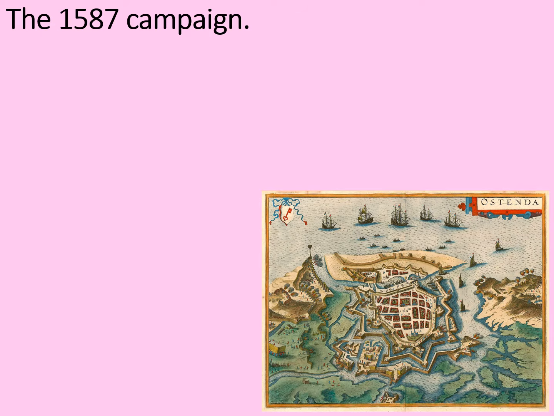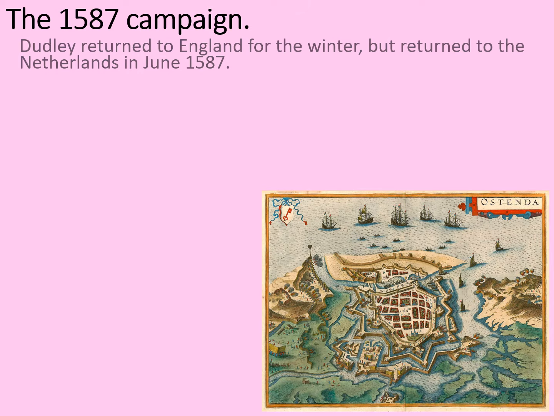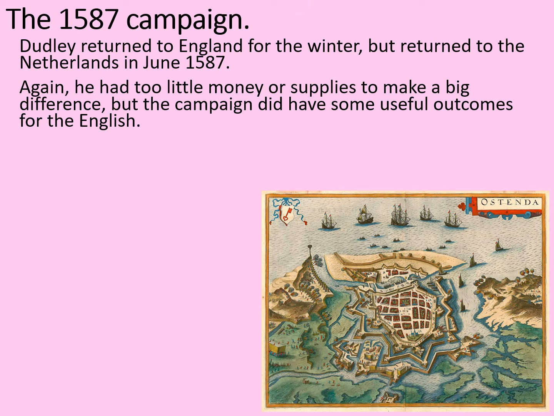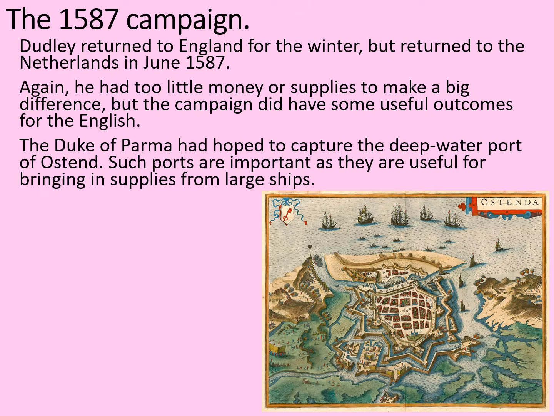Were English fortunes any better in 1587? Well, Dudley returned to England for the winter of 1586 to 87, but returned to the Netherlands in June 1587. Again, he had too little money or supplies to make a big difference, but the campaign did have some useful outcomes for the English. The Duke of Parma had hoped to capture the deep water port of Ostend. Such ports are important, as they are useful for bringing in supplies from large ships.